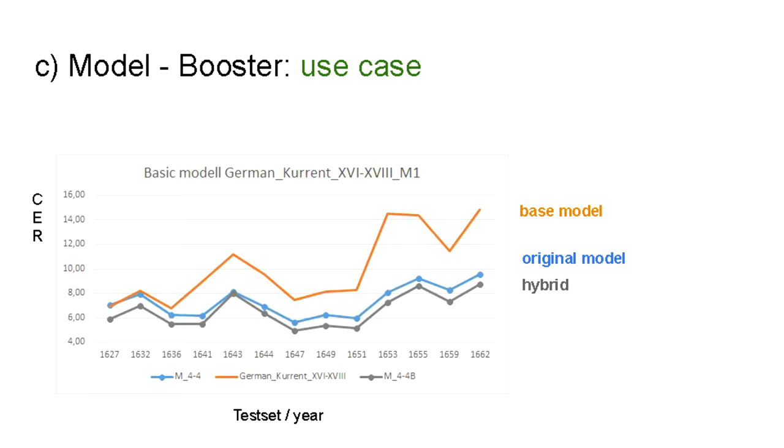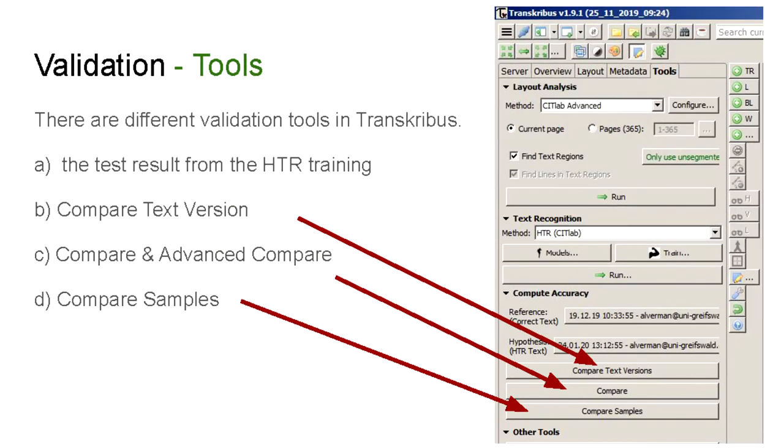Okay, this is on base model training. At the end, validation. I have spread something on validation all over the presentation, so I will simply do an overview of the validation tools. You have three validation tools: compare text versions, compare, and sample compare. You can find them in the tools tab.